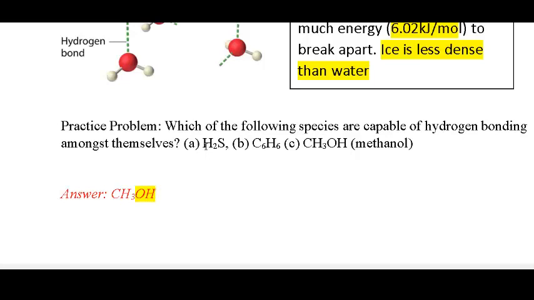While this may be a polar molecule, you've got to see that you don't have an OH here, you don't have an NH here, and you don't have an F. So this is polar, undoubtedly, but we don't have the three main components that comprise a strong hydrogen bond. So hydrogen sulfide will not hydrogen bond to itself or to another different molecule, and benzene, C6H6, is nonpolar, so there's absolutely no way it can hydrogen bond.